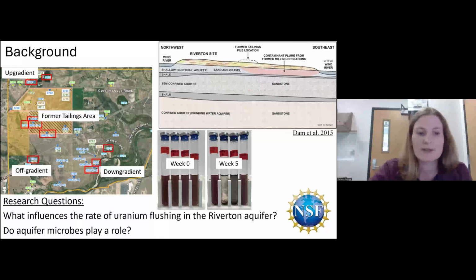So we wanted to find out what is going on, what is influencing the rate of uranium flushing in this aquifer. As you can see from the top right image here, uranium is mainly in the plume, mainly in the shallow aquifer. So that is a fairly oxic aquifer compared to some of the deeper layers, which makes the site a little bit interesting. To start answering our questions of the rate of flushing, we sampled from across the site, including upgradient within the former tailing areas, off-gradient, and downgradient, and did a series of microbe tests along the redox gradient.